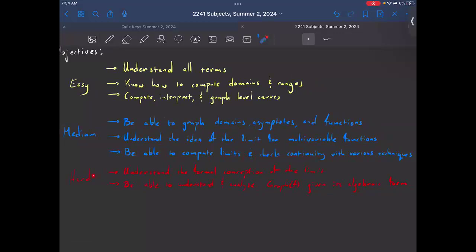Okay. Now, the hard goals are to understand the formal conception of the limit with those epsilons and deltas. That was that mathematical statement that I wrote down. And last, be able to understand and analyze the graph of f given its algebraic form. A lot of functions that we might see can be very difficult to understand if you look at them as one piece. But if you're able to break them down into different pieces, then it makes a little bit more sense to understand them in those small pieces.